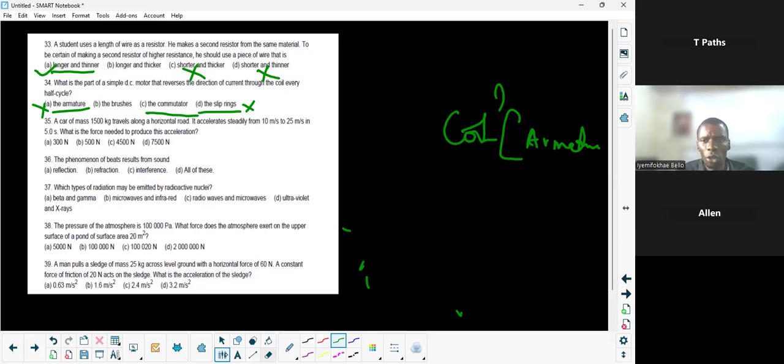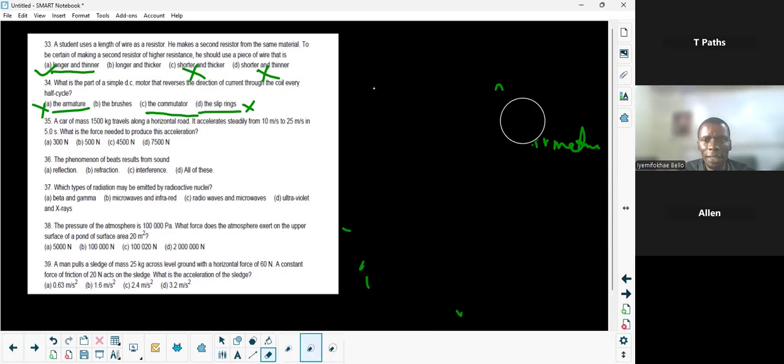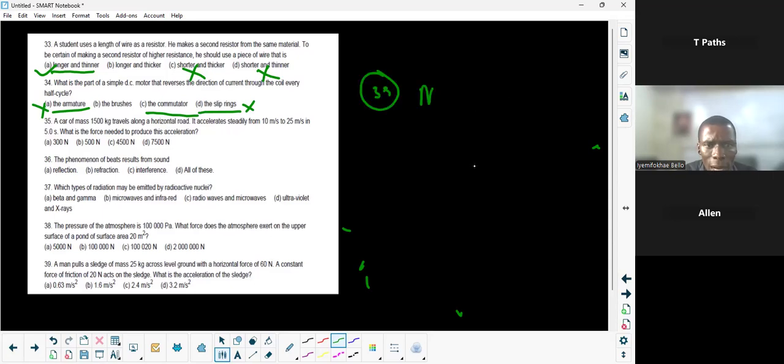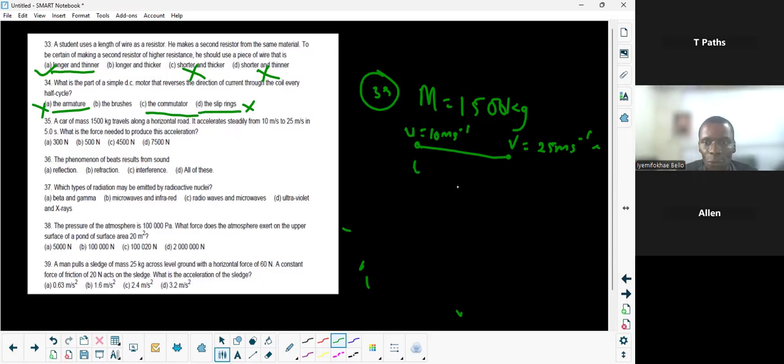Now, the next question is 35. The question says, a car of mass 1,500 kg travels along a horizontal route. It accelerates from this point. Your initial velocity is 10 meters per second, and your final velocity is 25 meters per second. Time taken, it took 5 seconds.